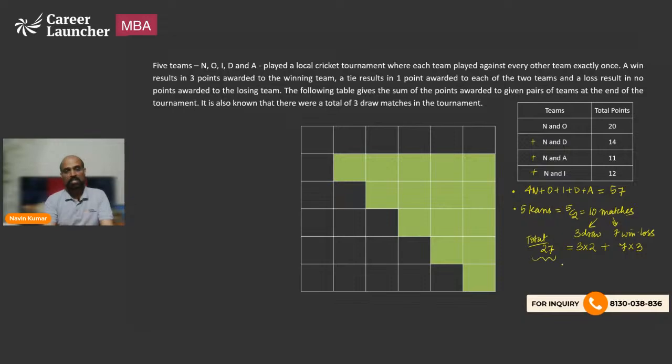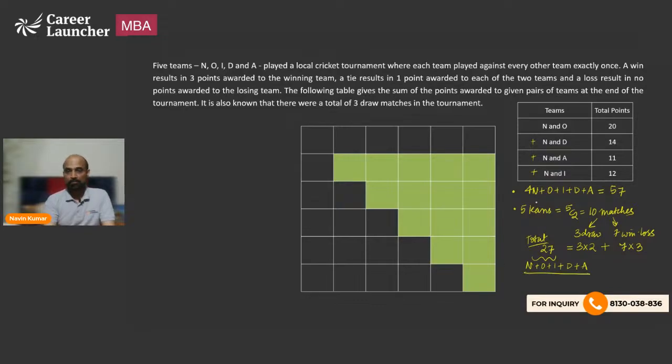What does this 27 points say? It says that the points that will be awarded to N plus O plus I plus D plus A, whatever points will be awarded among these 5 teams, will come from draws, wins, and losses. Total 27 points are there in the tournament. Okay, forget about the table. 27 points are there in the tournament, and those 27 points will be awarded among these 5 teams only.